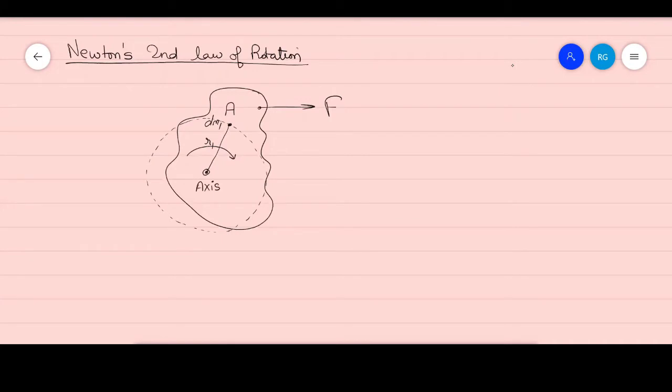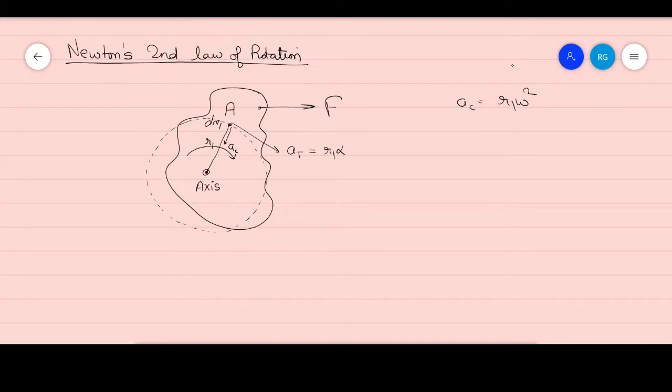Now as this particle moves, there will be two accelerations acting on the particle. One is the tangential acceleration a_t, which I can call r1 alpha, and the other is the centripetal acceleration, which I can write as r1 omega square.